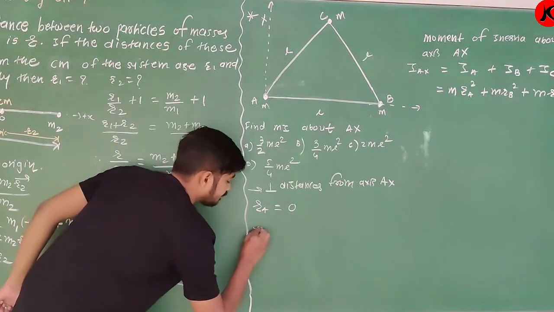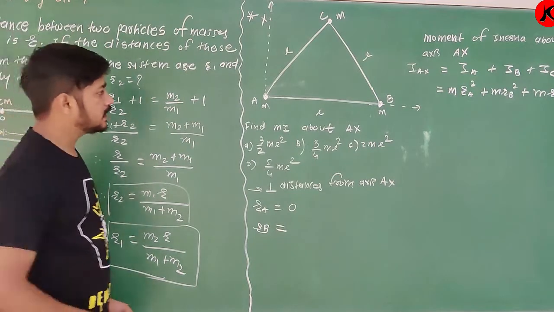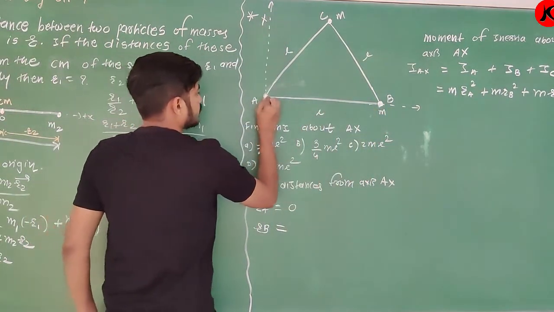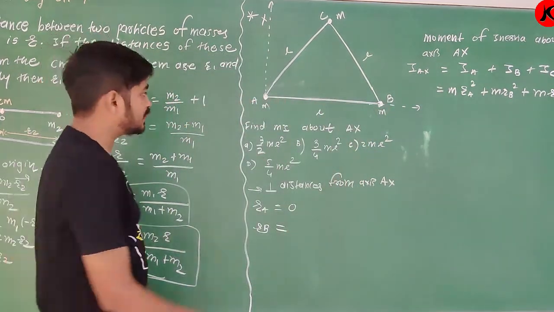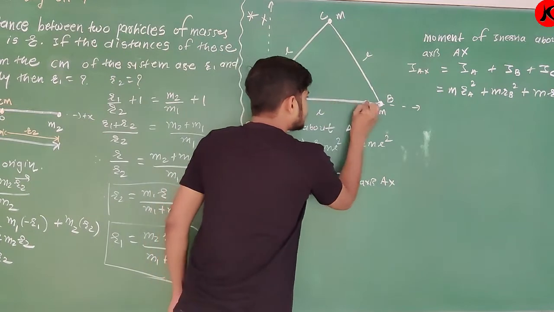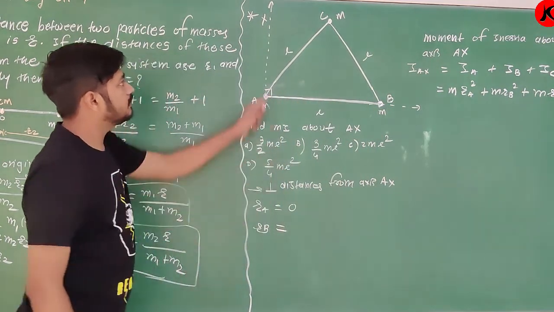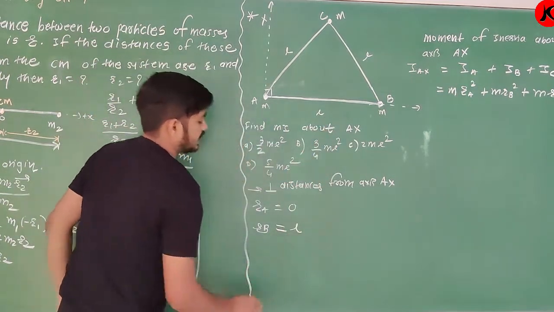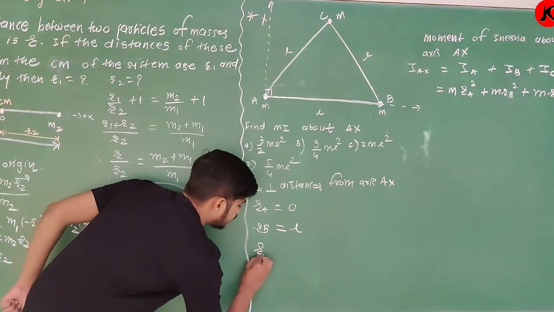Now RB. How to find this RB? See, yes, here it is B. So from this AX line, it is the perpendicular distance. Perpendicular distance means, see, this distance makes angle 90 with this AX. So yes, what is its perpendicular distance? It is clear. Now RC, how to find RC?